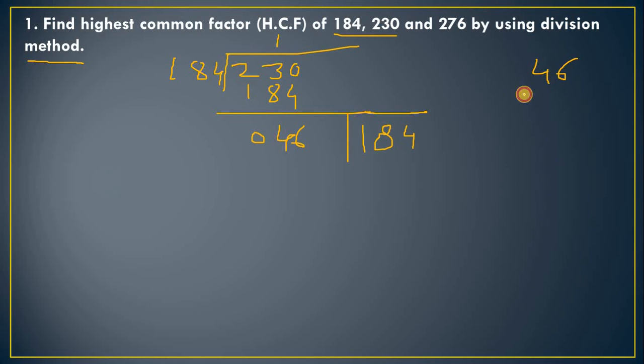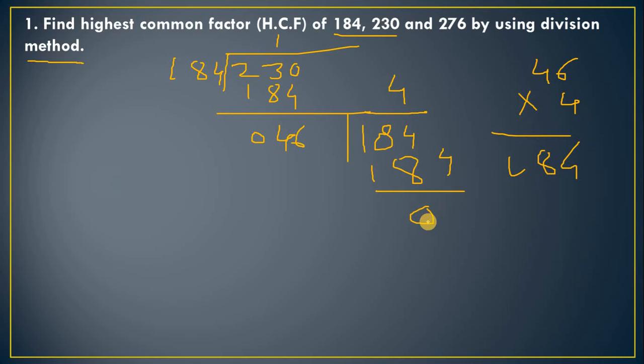So for 46, you multiply by a specific number so that you get nearer to 184. If I multiply by 4, we get exactly 184. So here you write quotient 4, and the remainder will be 0. You do this process until you get remainder 0. After that, you take the remaining number 276, then divide this number by the next number 46, because that was the divisor before we got remainder 0. So you have to use this number here.